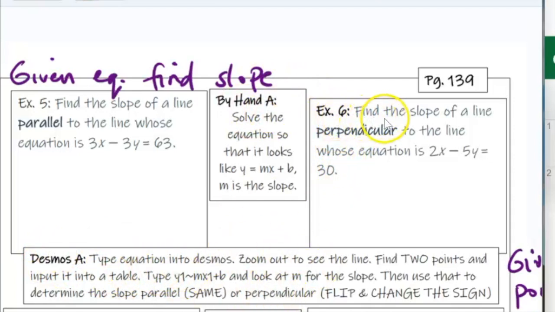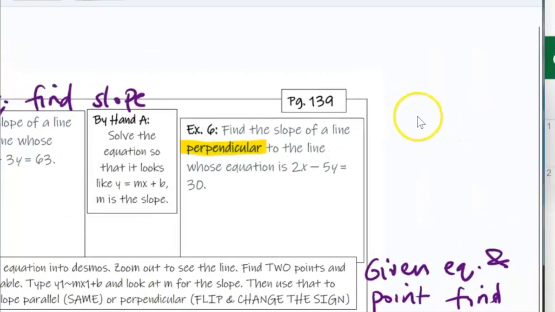All right, so let's do example 6. Find the slope of a line perpendicular. So again, like I said, reading the question is going to be the biggest thing that you need to do. So make sure that you're reading whether it's perpendicular or parallel, because you know if it's perpendicular, you got to flip the slope and change the sign. If it's parallel, it's the same. All right, so solve the equation so that it looks like y equals mx plus b. And since there's not enough space here, we're just going to do it over here on the side.